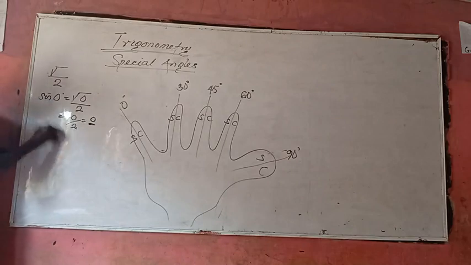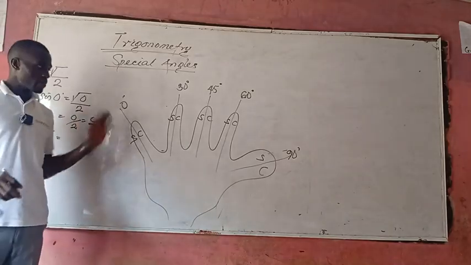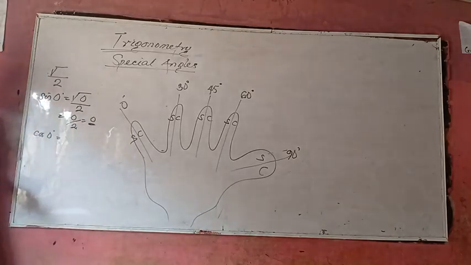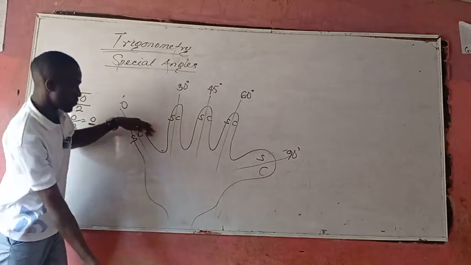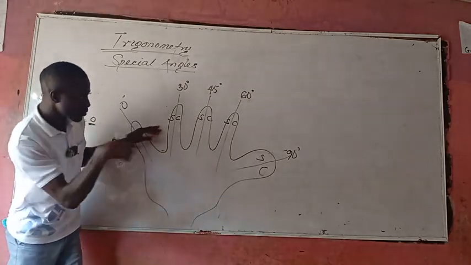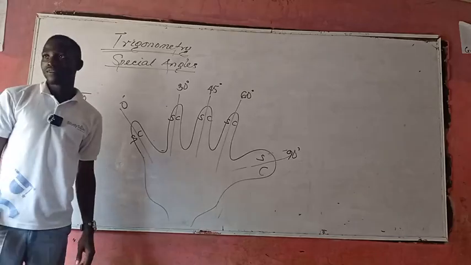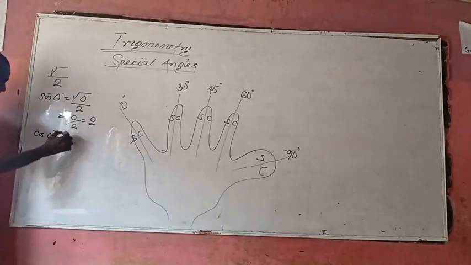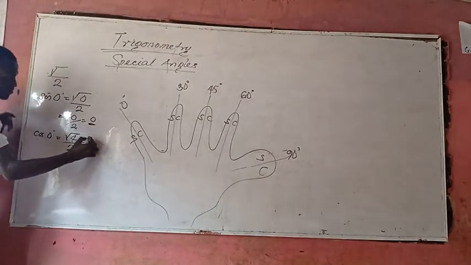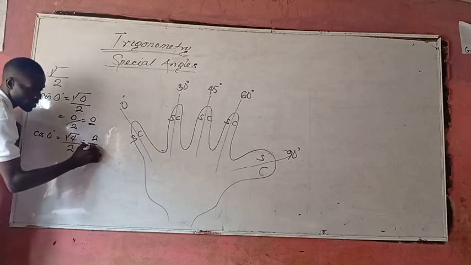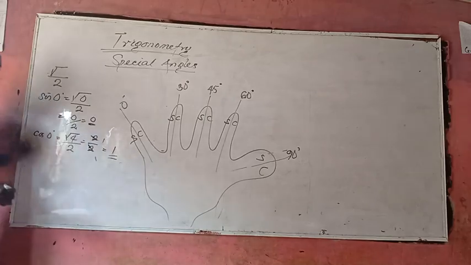Let's try cos 0 now. Cos 0 degrees. Cos is on which side? This side. How many fingers are remaining on that side? Let's count: 1, 2, 3, 4. It's 4. So it will be root 4 over 2. Square root of 4 over 2 is 1. So cos 0 is 1.